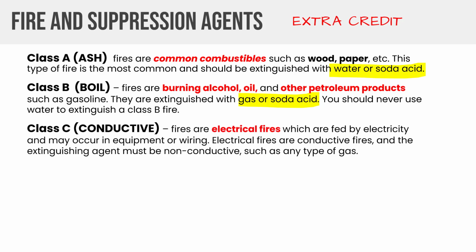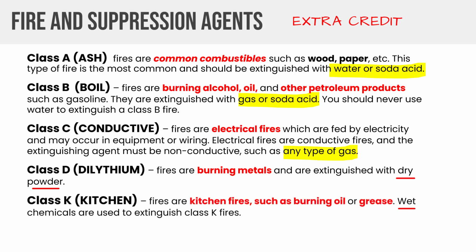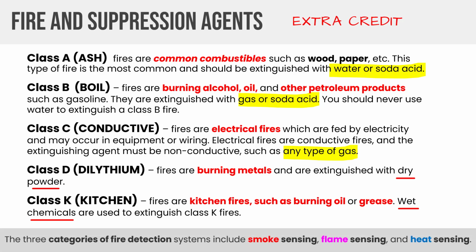Class C are conductive. These are fires with electrical components, which are fed by electricity and may occur in equipment or wiring. Electrical fires need an extinguishing agent that is non-conductive, such as any type of gas. Class D, these are fires burning metals, and they're extinguished with dry powder. And then finally, we have Class K, which are kitchen fires, such as burning oil or grease. Wet chemicals are used to extinguish Class K fires. The three categories of fire detection systems include smoke sensing, flame sensing, and heat sensing.